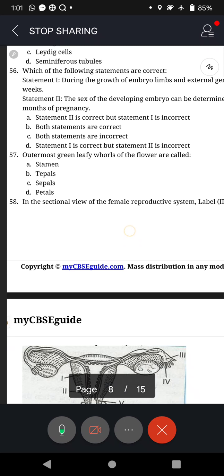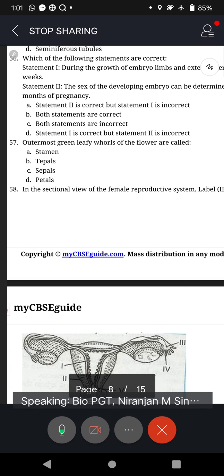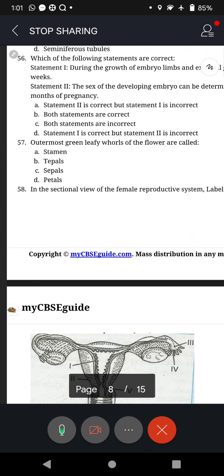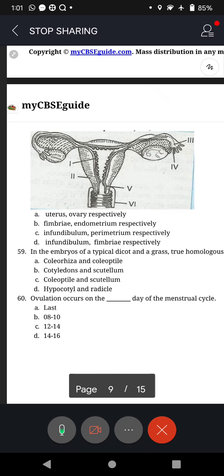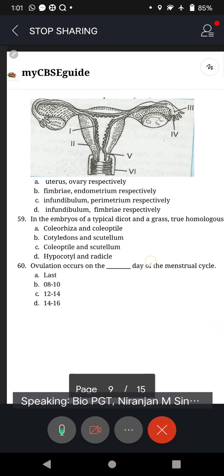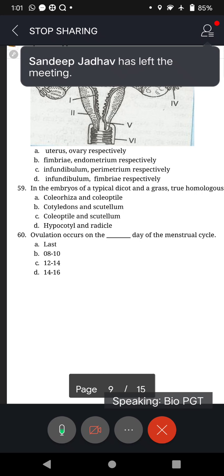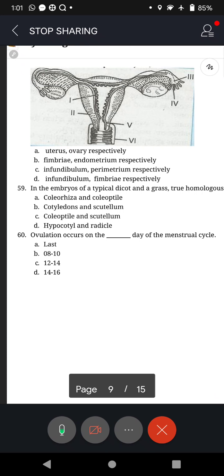So question number 58. In the sectional view of the female reproductive system, label 3 and 4. Diagram based question I was telling you. Now he is asking you 3rd and 4th out of that. So A, uterus, ovary respectively. B, fimbriae and endometrium respectively. C, infundibulum and perimetrium respectively. D, infundibulum and fimbriae. So which is that?